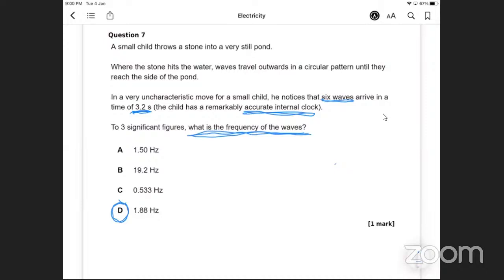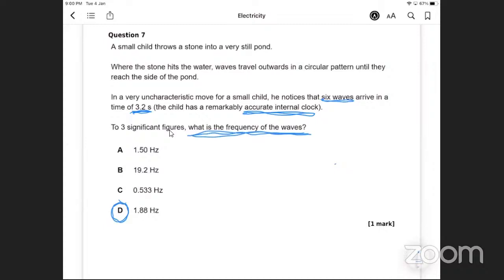Are we following, guys? Yes, sir. So the fact that they said to 3 significant figures, the answer that you get from dividing there, you round it off to 3 significant figures. It should give you 1.88. I hope we're all on the same page. Yes, sir. So please remember that.